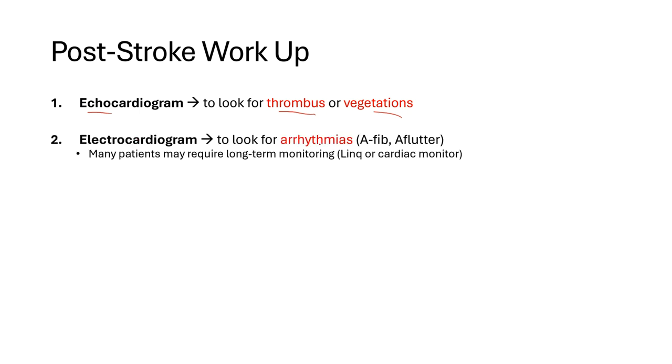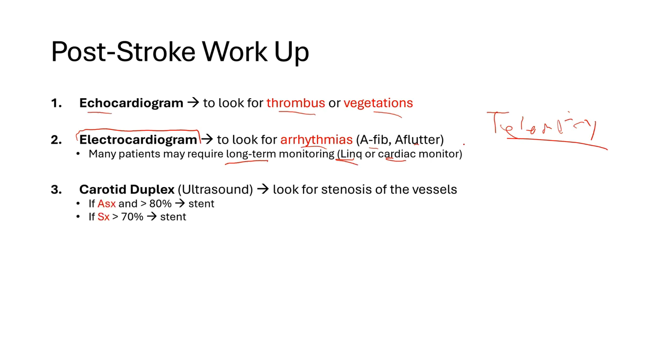Electrocardiogram can also be done to look for arrhythmias such as AFib or A-flutter. It is very important that a lot of people, the electrocardiogram, do not catch any abnormalities because the stroke's already happened. Thus, these people may require long-term monitoring such as a Link or cardiac monitor. These people are also placed on telemetry when they're in the hospital. The next thing will be your carotid duplex or your carotid ultrasound.